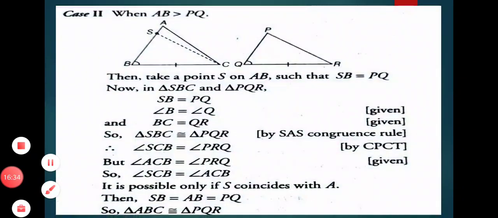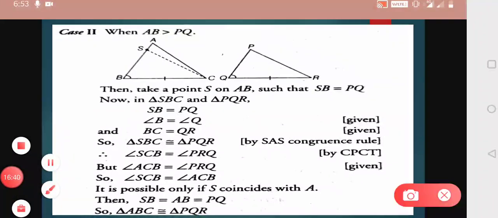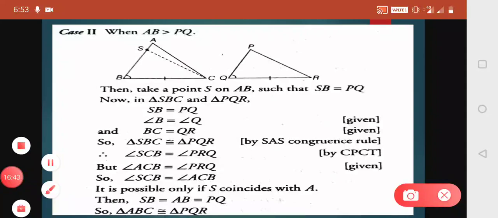Now second case, that is case 2, when AB is greater than PQ. Now let's suppose that side AB is greater than PQ. Then take a point S on AB such that SB equals PQ. In such a condition, we select a point S on AB in such a way that this part SB will be equal to PQ. We select it like this.